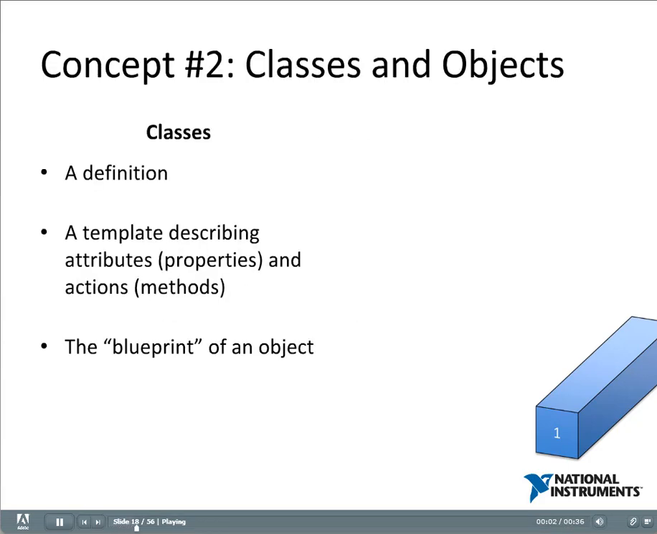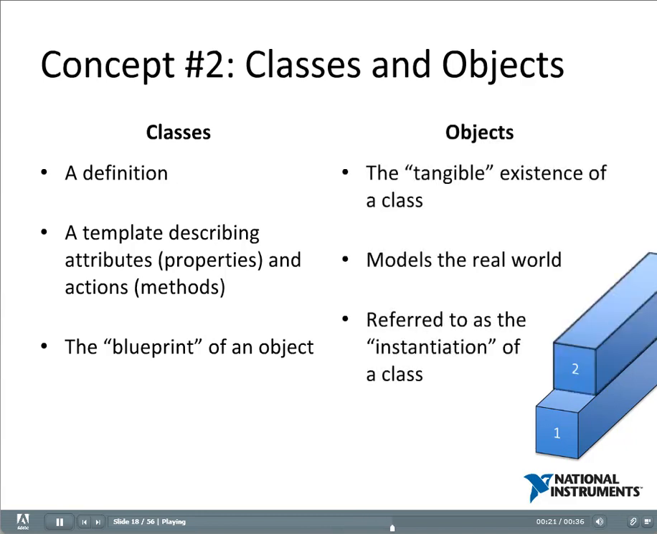Once we understand properties and methods, we're ready to take into account classes versus objects. So we'll start with classes. Classes are very simply a definition of something. In fact, you can think of these like a template or a blueprint or a recipe for how something is actually architected or constructed. An object is the tangible existence of that class. So these are the things that you actually use in code and manipulate, and they are the instantiations of something that a class has defined.